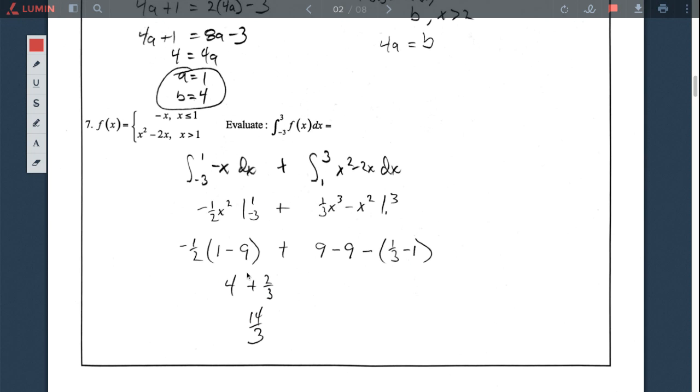Not much going on there. Remember, I could have stopped right here if I wanted to. Once you integrate and plug in, you have completed what they want you to do.